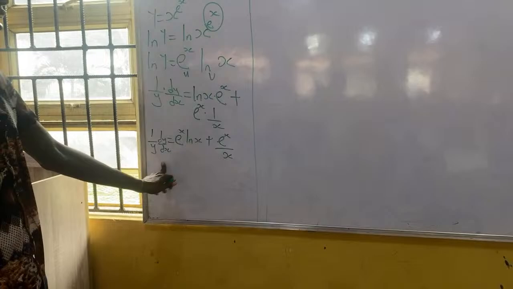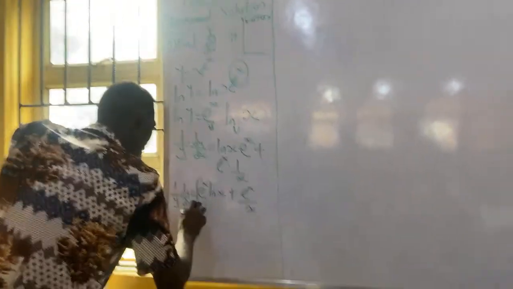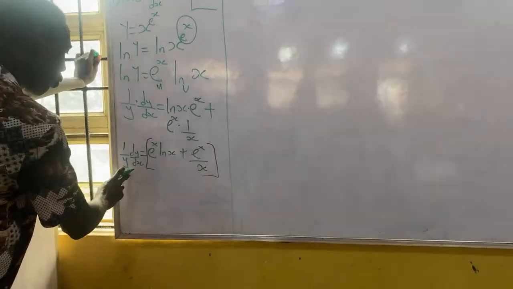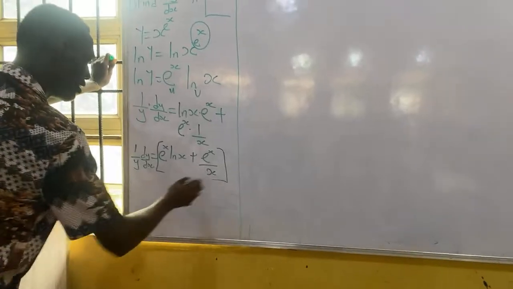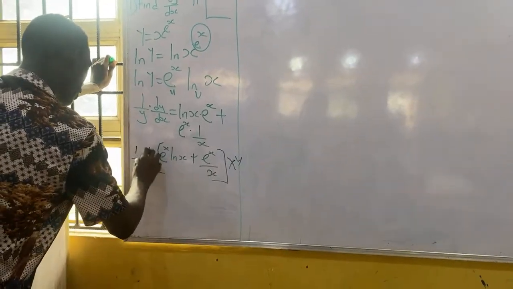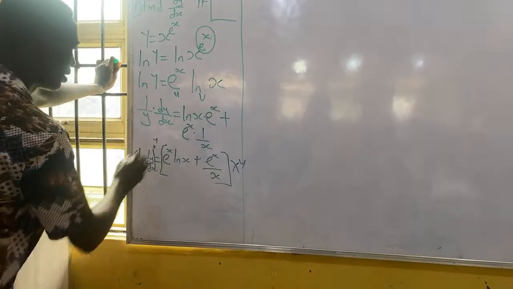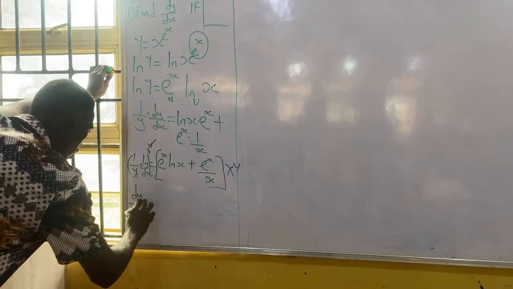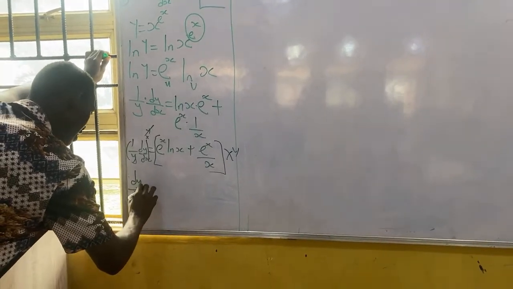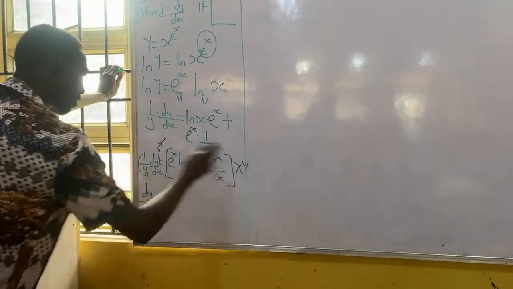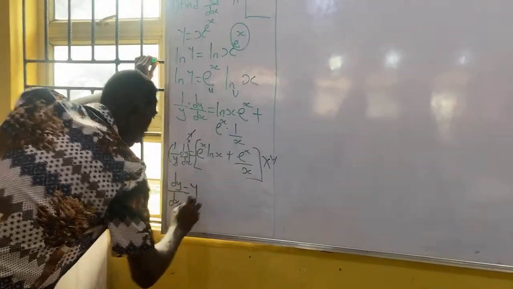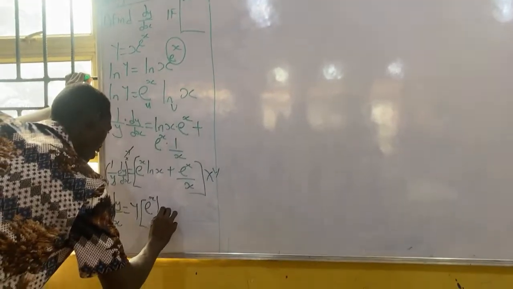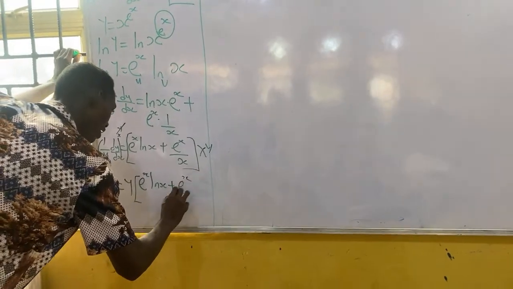Now, how do we get rid of this y? You multiply everything by y. If you multiply both sides by y, then the whole of this times y, this y here will cancel this y here. Then we can see that our dy over dx is equal to, we can bring this y here, y in bracket e to the power of x ln x plus e to the power of x over x.